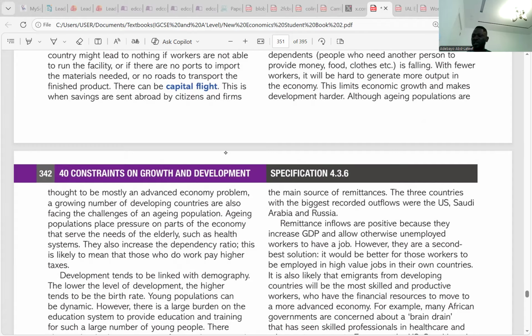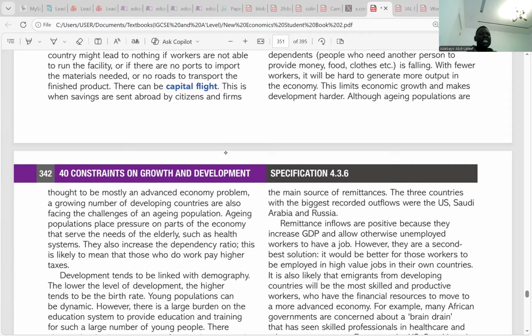So with an aging population, it simply means the workforce population is reducing. And if the workforce population is reducing, output is expected to fall, because productivity is about output and input. The workers that are expected to work are getting older, and because they're getting older, they won't have that strength to increase their output, and productivity is expected to fall.